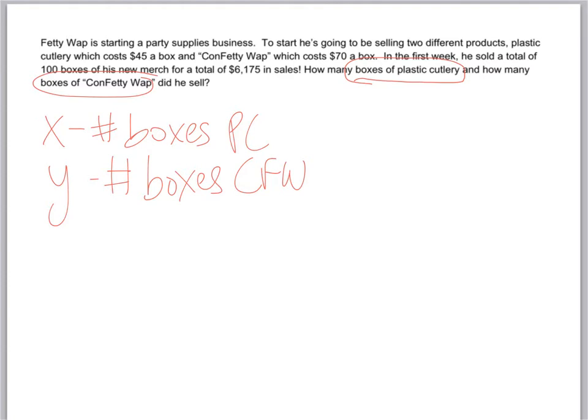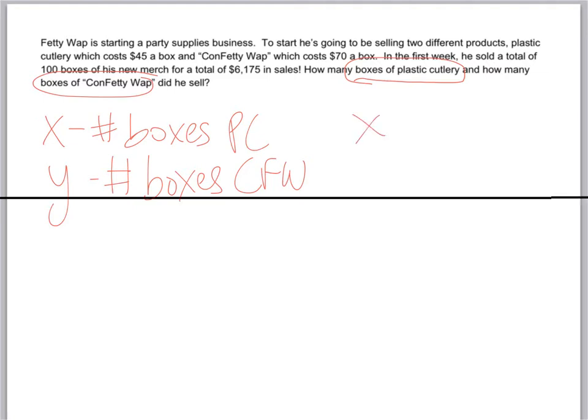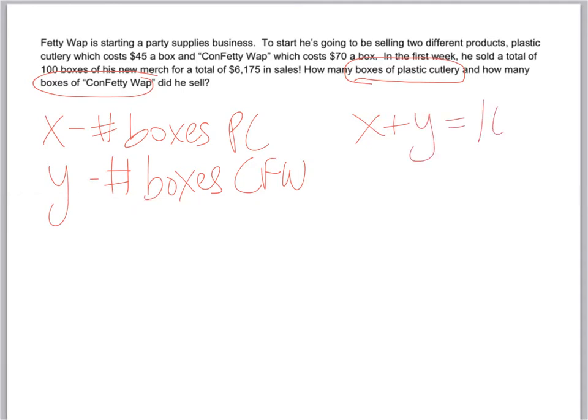Now it's time to write our system. We have two variables to solve for, so we need two equations. X is the number of boxes of plastic cutlery, and Y is the number of boxes of confetti wap sold, and he sold a total of 100 boxes. Well, couldn't I just have X plus Y equaling 100? The total number of boxes, they all agree with each other. There's our first equation.